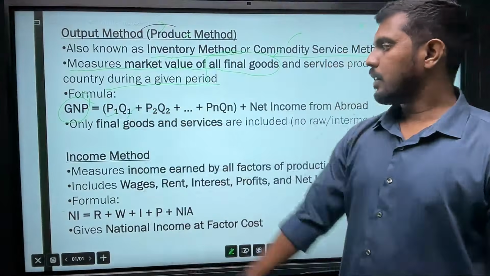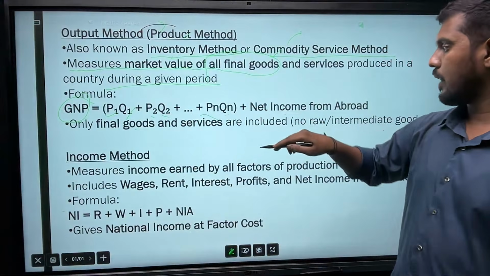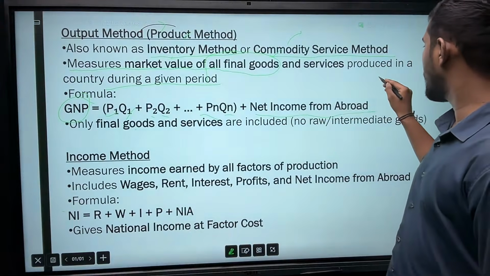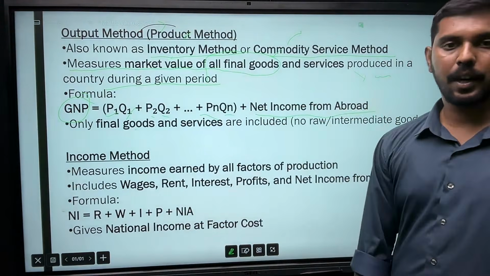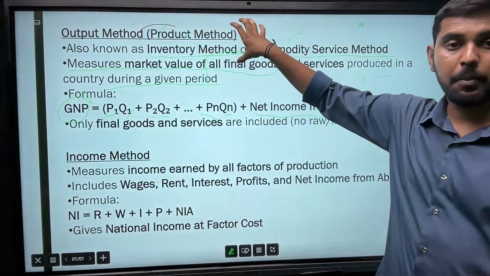P1 Q1 plus P2 Q2, so on Pn Qn, net income from abroad. We get income from abroad also, right? It is also calculated in the product method. Again, I am explaining the product method.